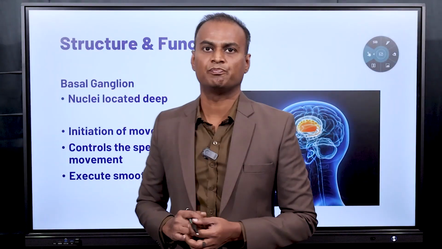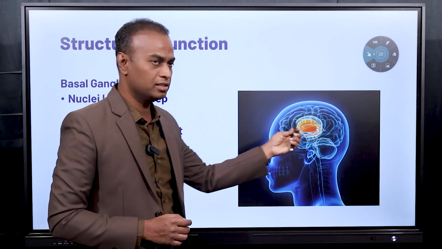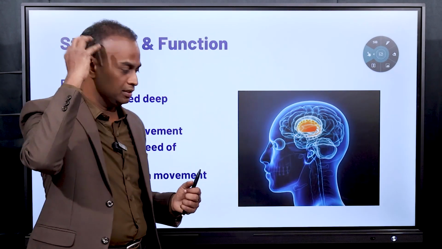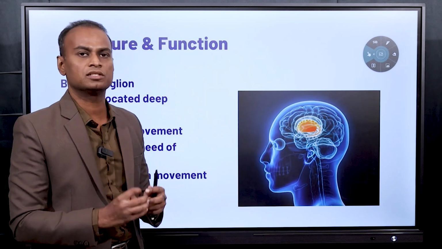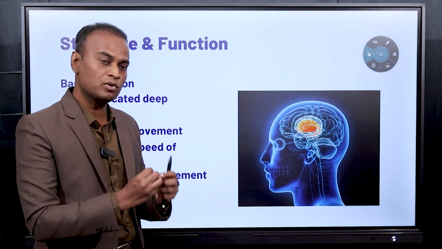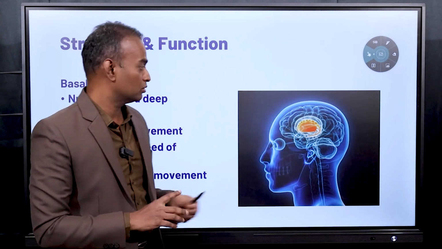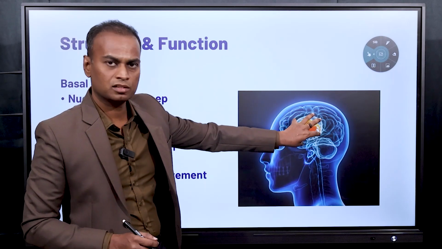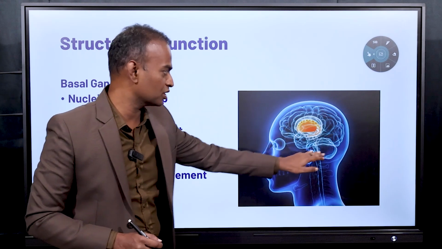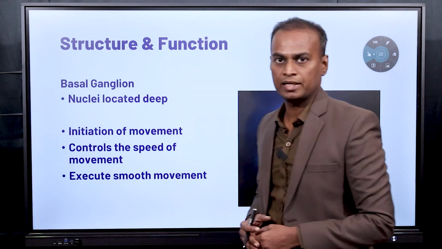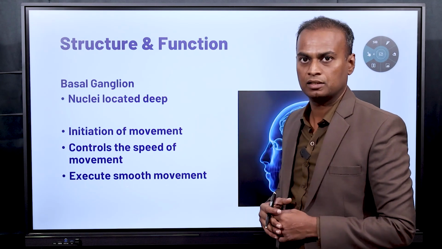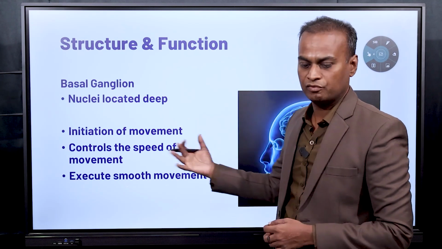Next important structure is basal ganglion. Basal ganglion, you can see it is in the middle of the brain. It is deep inside. There are different nuclei. Nucleus means an accumulation of some nerve bodies within the white matter. So there are a lot of structures in the middle of the brain. These different structures are known as basal ganglion. What is the function of this basal ganglion? If this basal ganglion is damaged, what will happen to different types of functions?